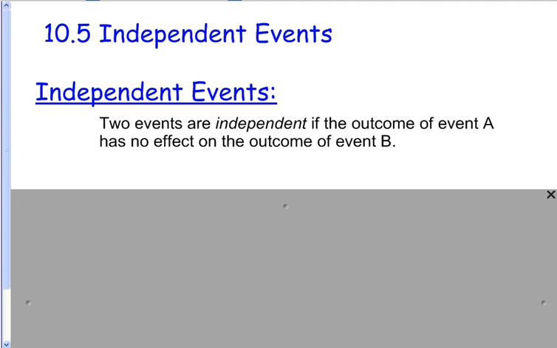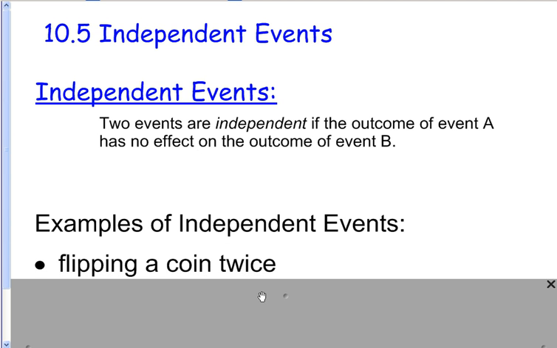Okay, so let's look at independent events then. So independent events, they're two events that if the outcome of event A has no effect on the outcome of event B. And there's a definition of independent events that we're going to look at here shortly that it really doesn't tie into what we have right here. It's more of a mathematical definition. But two events are independent if the outcome of event A has no effect on the outcome of the other event. And so the examples I have here are flipping a coin twice.